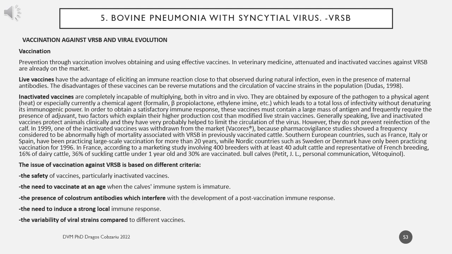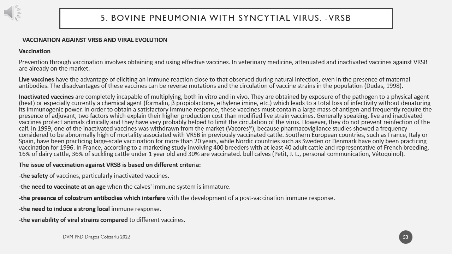Vaccination. Prevention through vaccination involves obtaining and using effective vaccines. In veterinary medicine, attenuated and inactivated vaccines against VRSB are already on the market. Live vaccines have the advantage of eliciting an immune reaction close to that observed during natural infection, even in the presence of maternal antibodies. The disadvantages of these vaccines can be reverse mutations and the circulation of vaccine strains in the population.